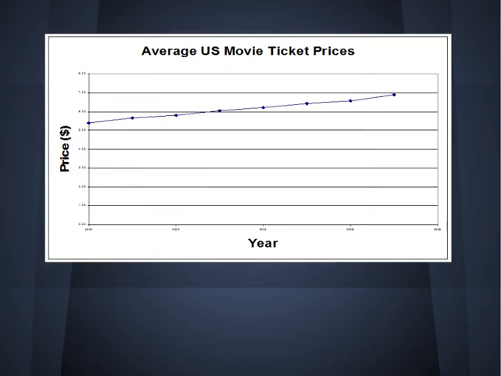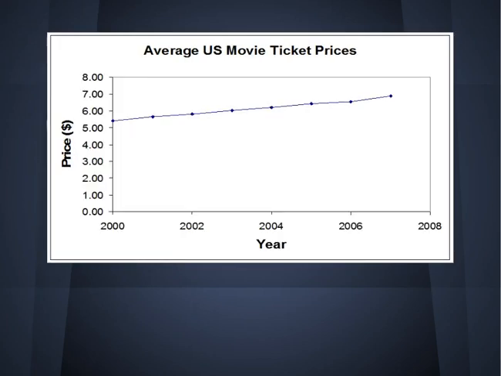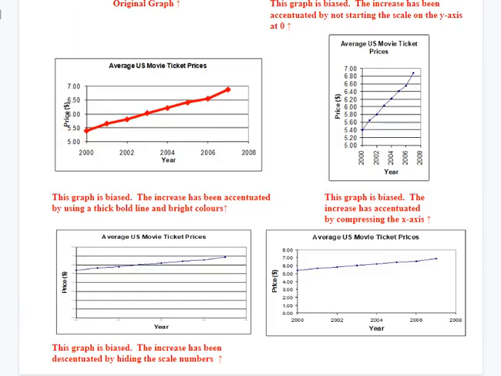And the last one is, you can see here that what they've done is they have taken out the grid lines, and by taking out the grid lines, it doesn't give quite as big a perspective of how big the numbers have changed, because you can't see, is this above 7 or is this below 7? You can't see exactly where the numbers are. So in your notes, you've got this graph is biased and the increase has been decentuated by hiding the grid lines.